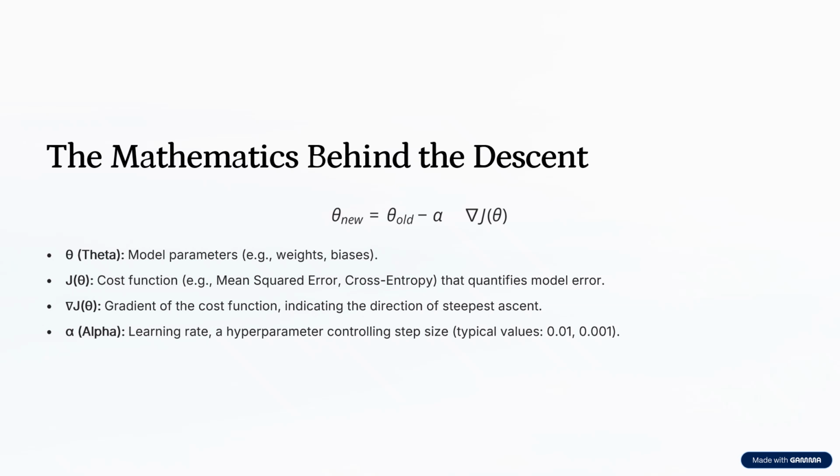Next, J of theta is called the cost function, for example, the mean square error or the cross entropy, that quantifies the model error. The gradient of J of theta is the gradient of the cost function, indicating the direction of the steepest ascent. And alpha is called the learning rate, a hyperparameter controlling step size. The typical values of alpha are 0.01 and 0.001.